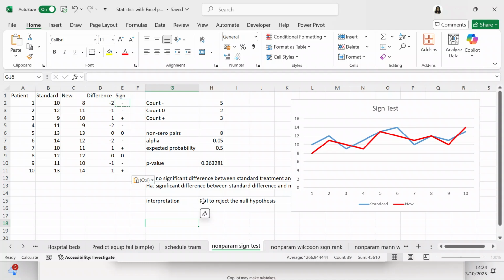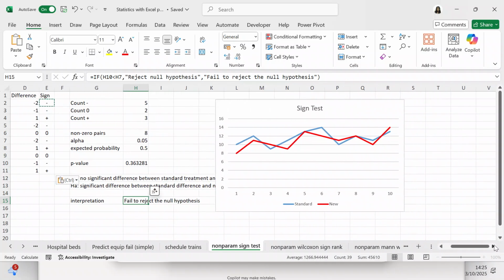But we come over here to the interpretation, and if H10, that's your p-value, is less than H7, that's your alpha, reject the null hypothesis. Otherwise, fail to reject the null hypothesis. And so since 36% is greater than 5%, we fail to reject the null hypothesis.